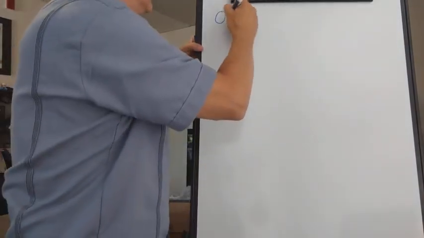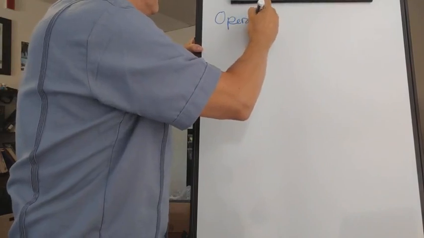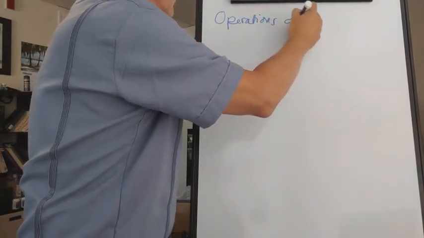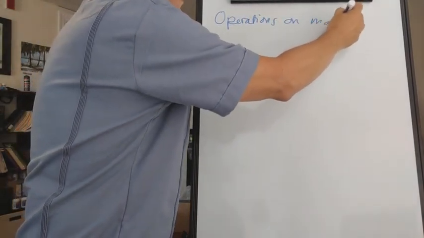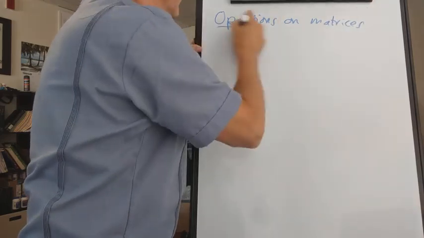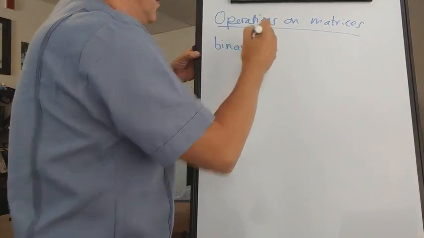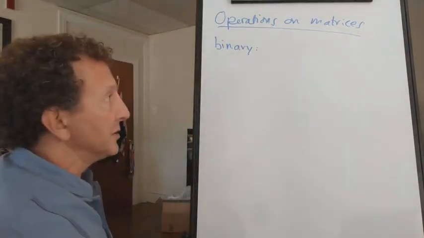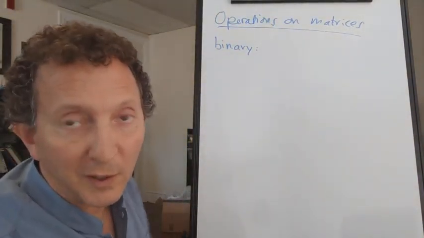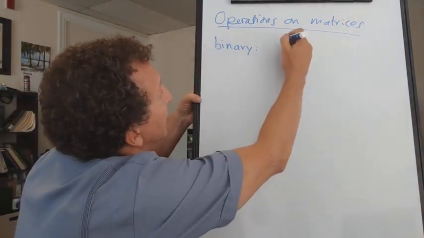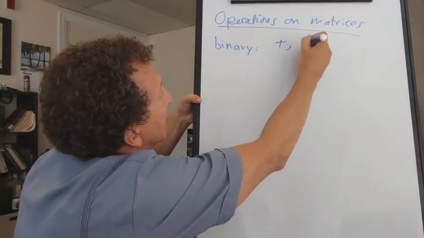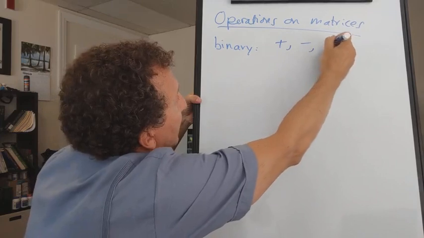In this video, I want to talk about operations on matrices. Operations are things like addition and subtraction. So we have binary operations. Binary means we do it to two matrices: addition, subtraction, and multiplication.